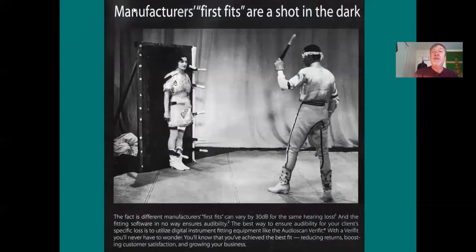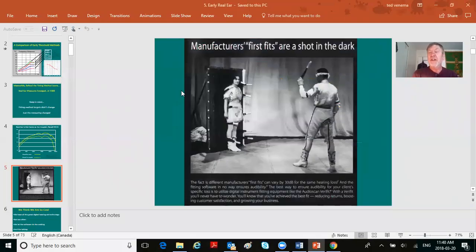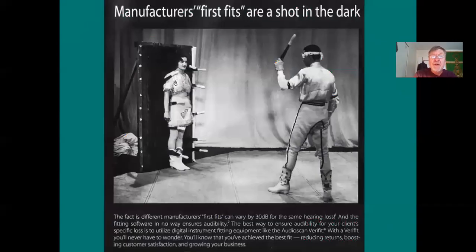And that's why we say on this slide here, manufacturer's first fits are a shot in the dark. Okay? They're just a shot in the dark. The fact is that different manufacturers' first fits, look at what I'm reading here, can vary by 30 dB on the same hearing loss. And the fitting software in no way ensures audibility. The best way to ensure audibility for your client's specific loss is to utilize digital hearing instrument fittings equipment like the AudioScan VeriFit, or like your Oracle, anything, any real ear system.